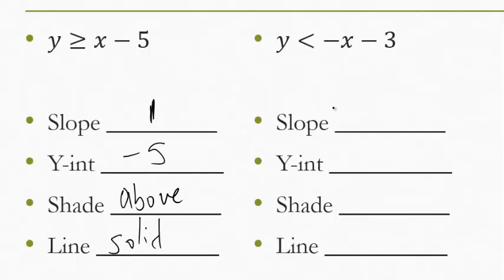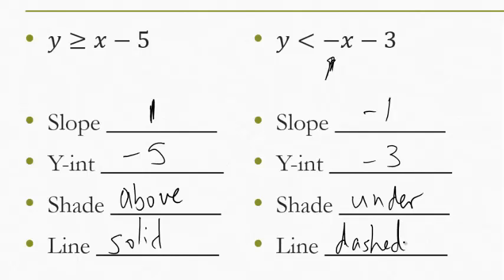Now for our second equation, y is already solved for, so now we just need to find the slope and y-intercept. Our slope for this will be negative 1, right there. Our y-intercept will be negative 3. Our shade, y is less than, so it'll be under. And our line will be dashed because it's not equal to.